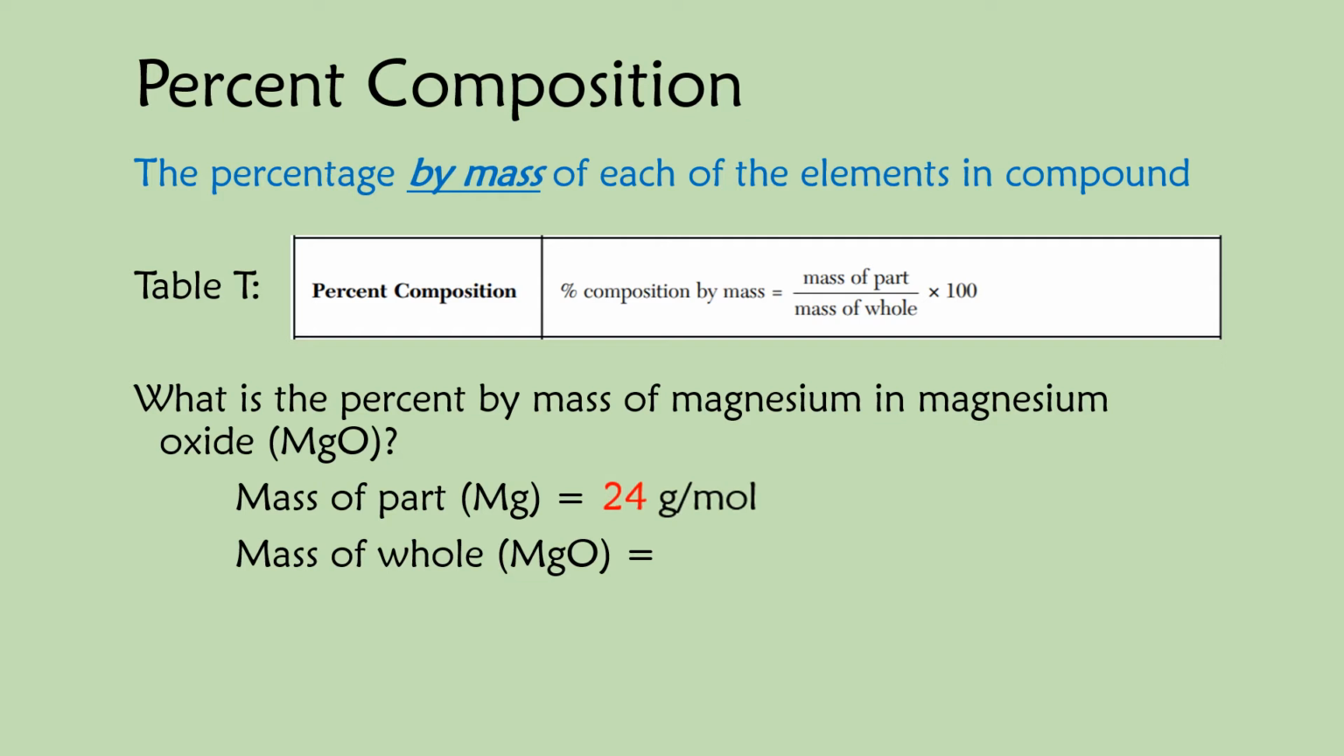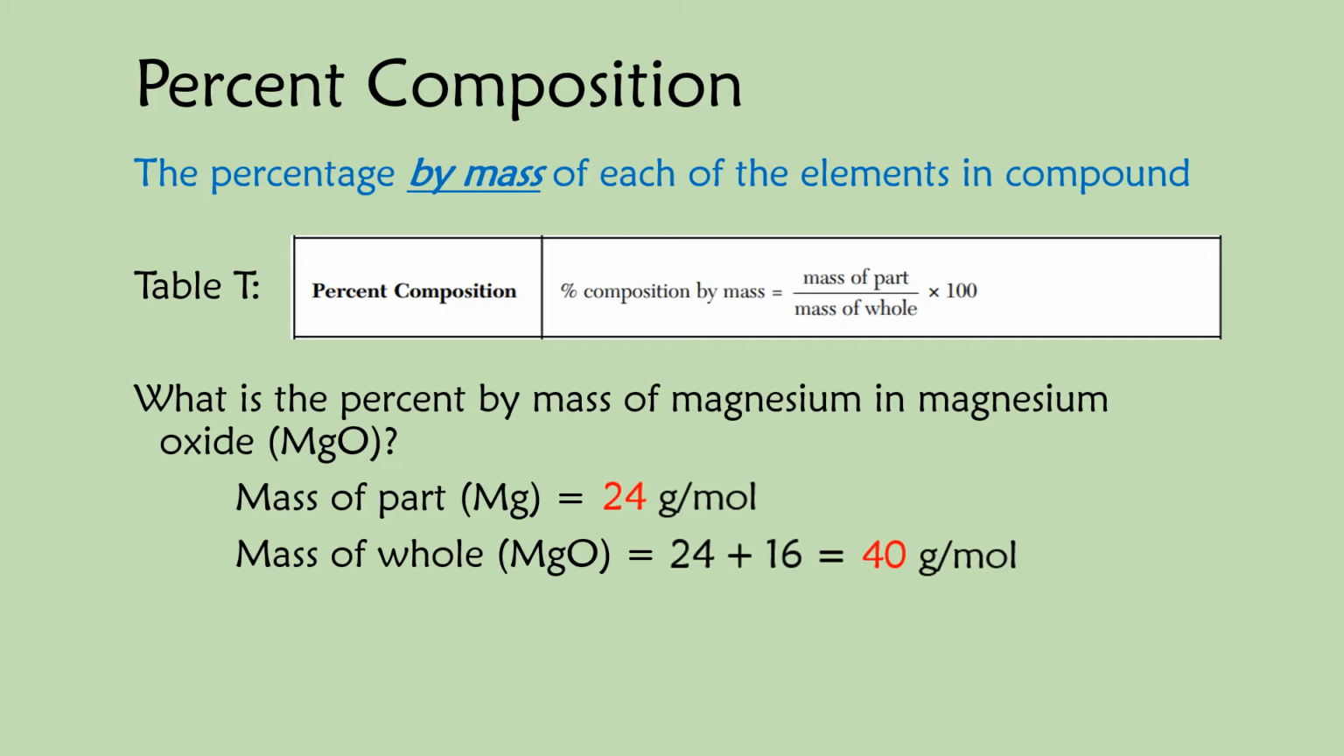So the mass of magnesium is 24, the mass of oxygen is 16. We only have one mole for both of those things. So that's why we don't need to multiply them with anything, just 24 plus 16. And the overall mass of the compound turns out to be 40.